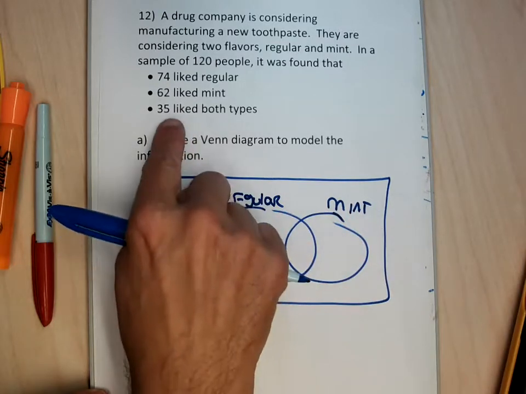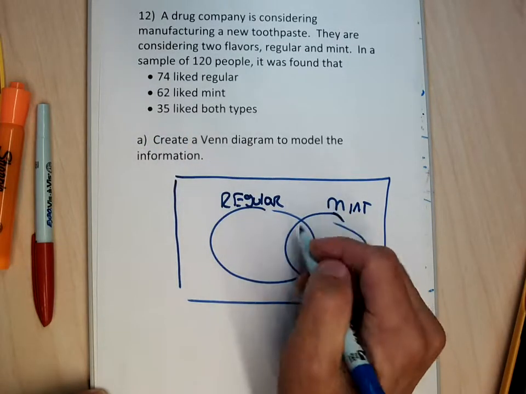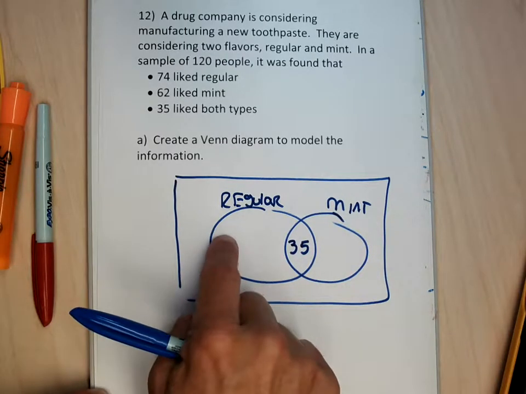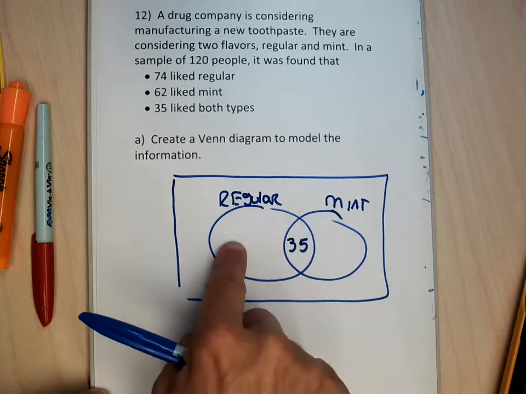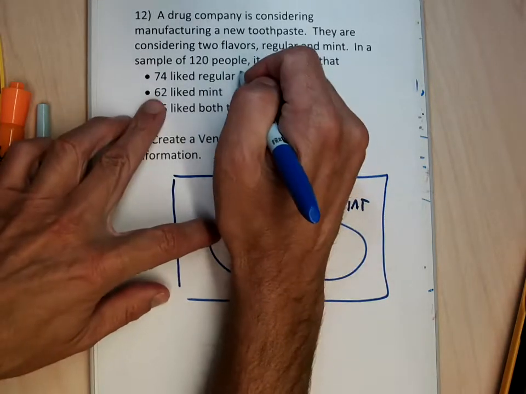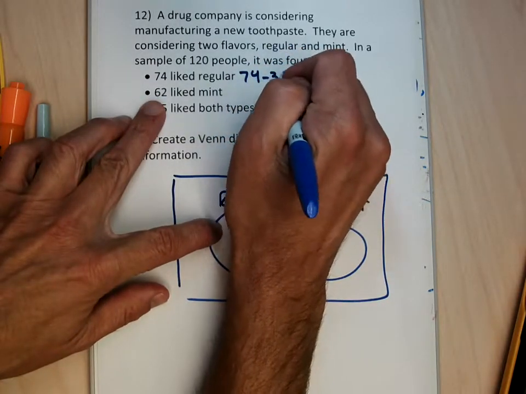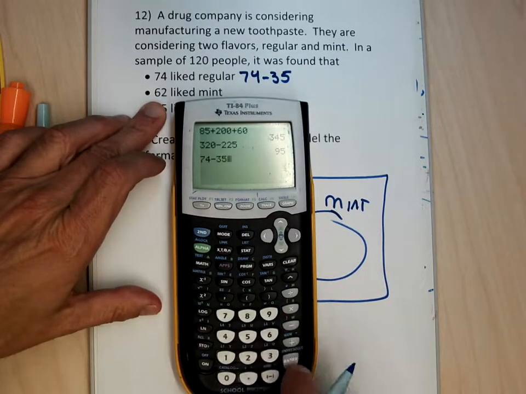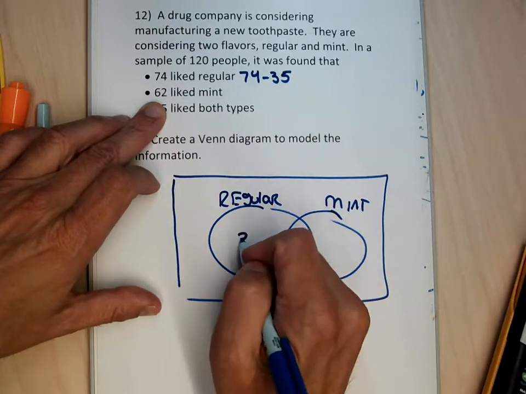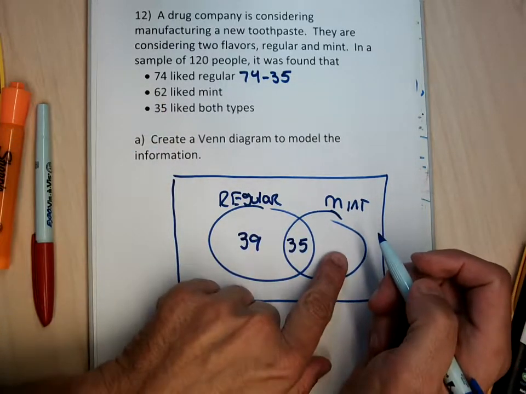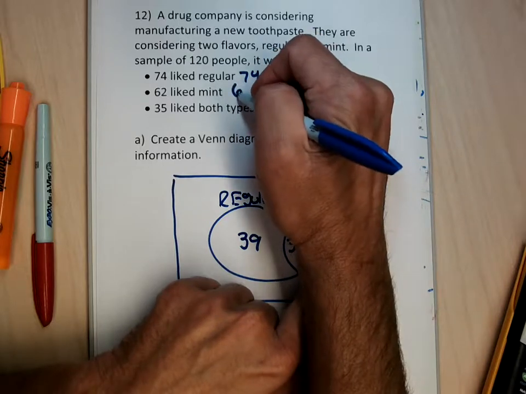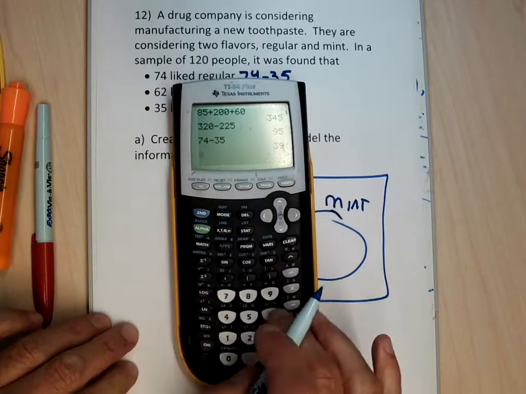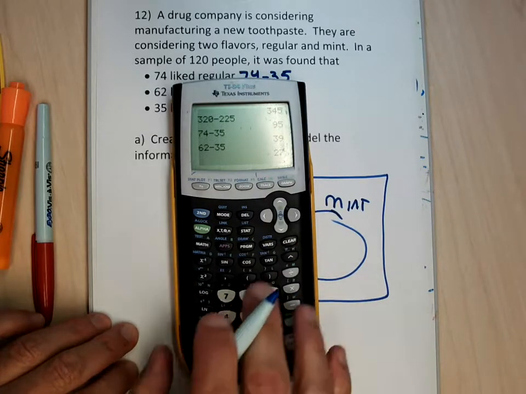For my Venn diagram, I'm going to make a 2-circle Venn diagram. One circle for the people surveyed that liked the regular, another one for the people surveyed that liked the mint. Filling it in, first I do region 2, which is the dead center, which is 35. Then region 1, 3, then 4. For region 1, I take the regular number, subtract the number that's already in that circle, and get 39. For region 3, I take the mint number and subtract the 35 that's already in that circle and get 27.